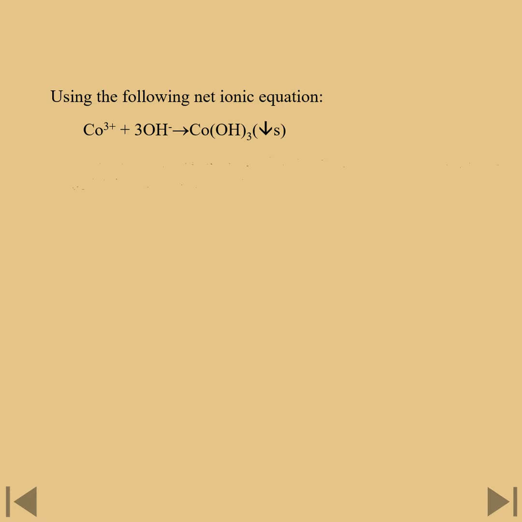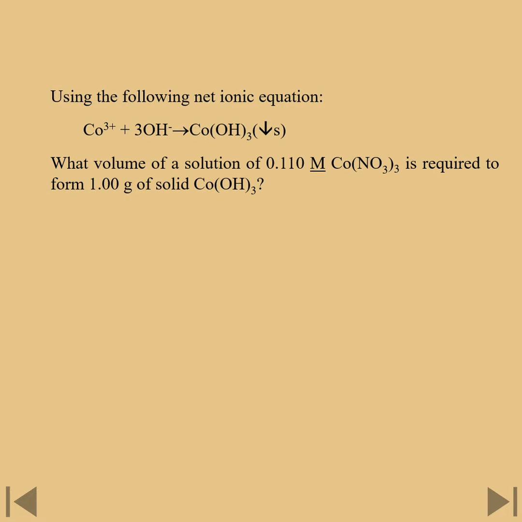Okay, using the following net ionic equation, we're asked what volume of a solution of 0.110 molar cobalt(III) nitrate is required to form 1 gram of solid cobalt(III) hydroxide. Well, we have a stoichiometric problem here, and I do have a preliminary step in pulling out that concentration term. But we're going to be using our units, and that begins with step 1.